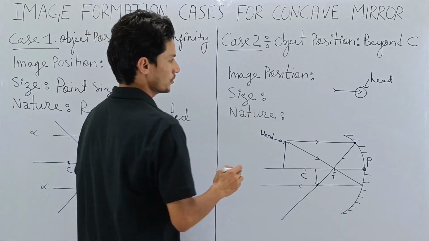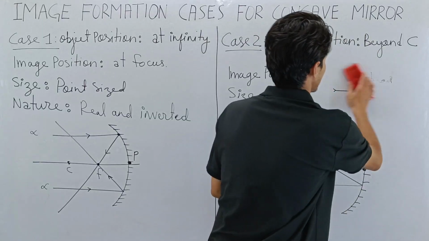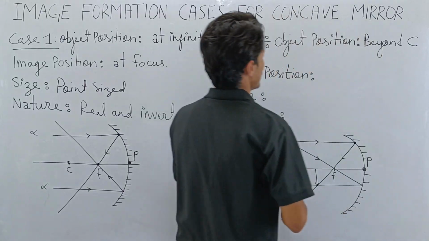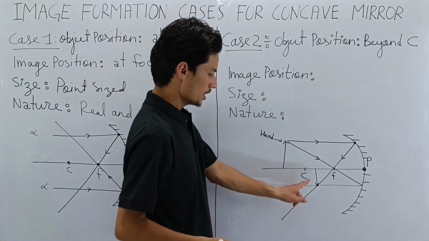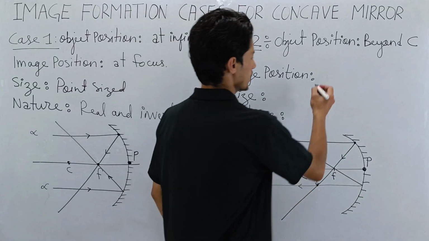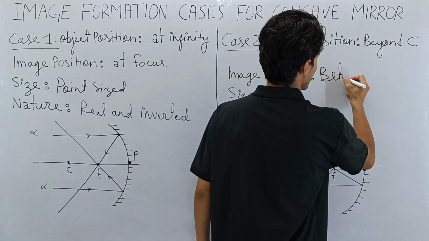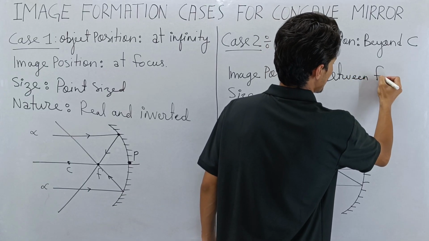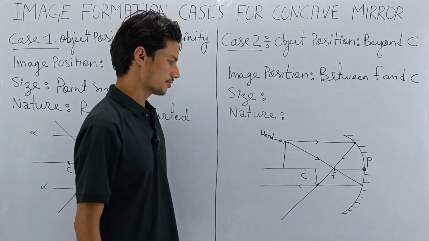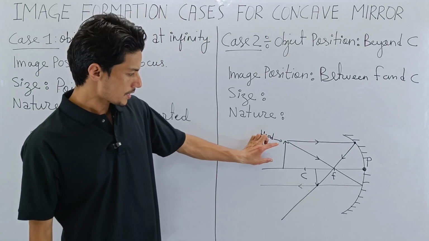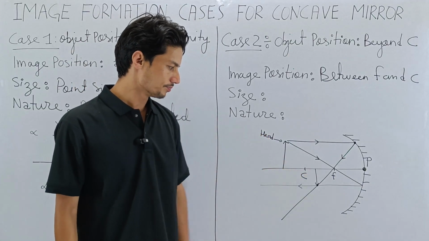Okay. So let's write down. Let's fill up this one. Object position we have mentioned is beyond C. Image position. Where is the image position? It's between C and F or F and C. We can also write F and C or C and F. Any one is correct. Size. Look at the size of the object and look at the size of the image.